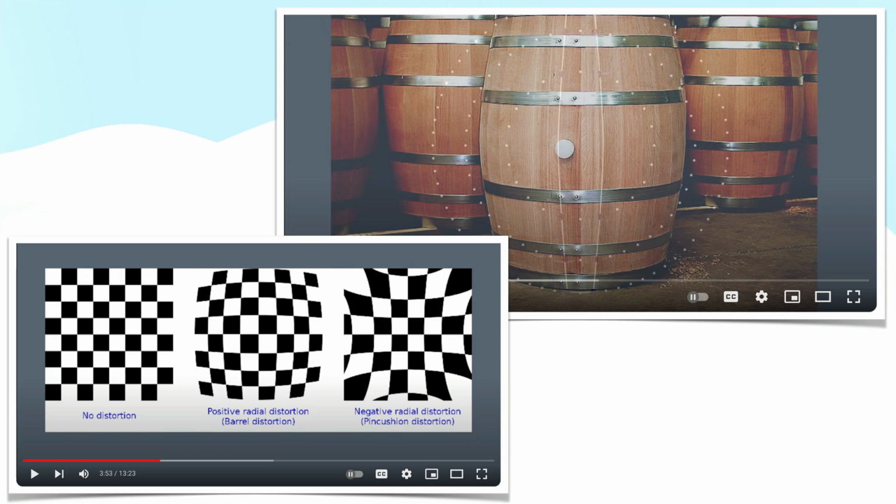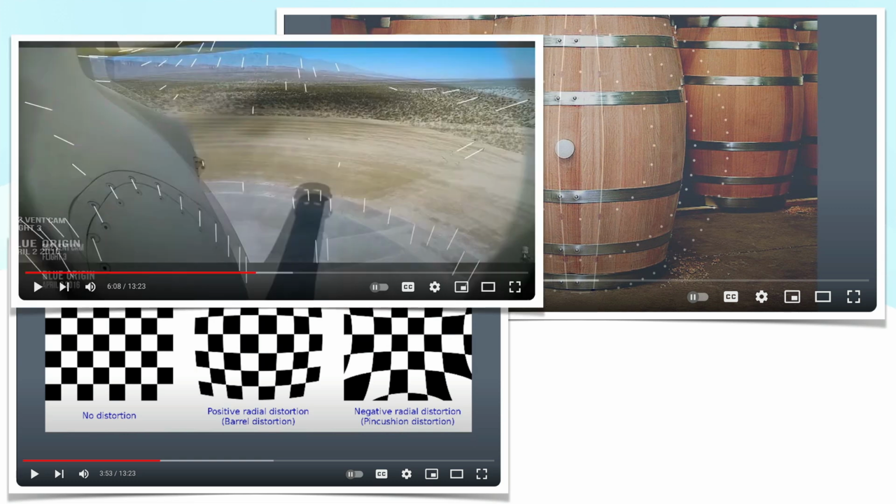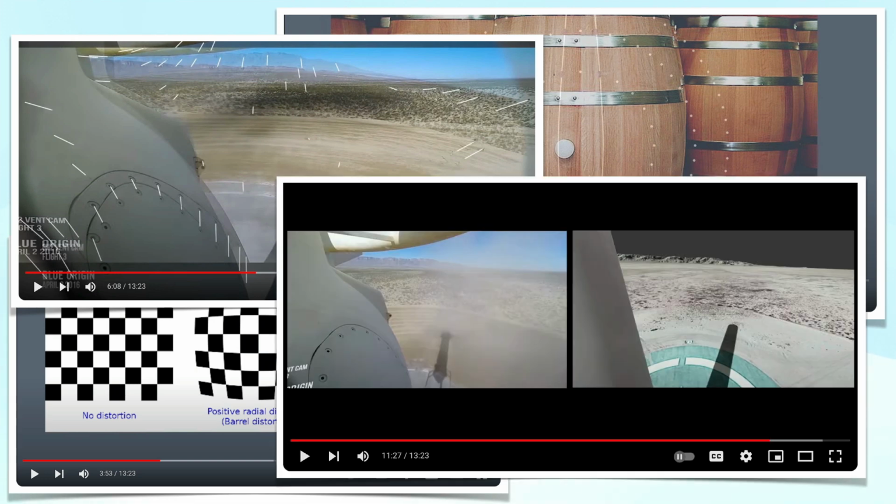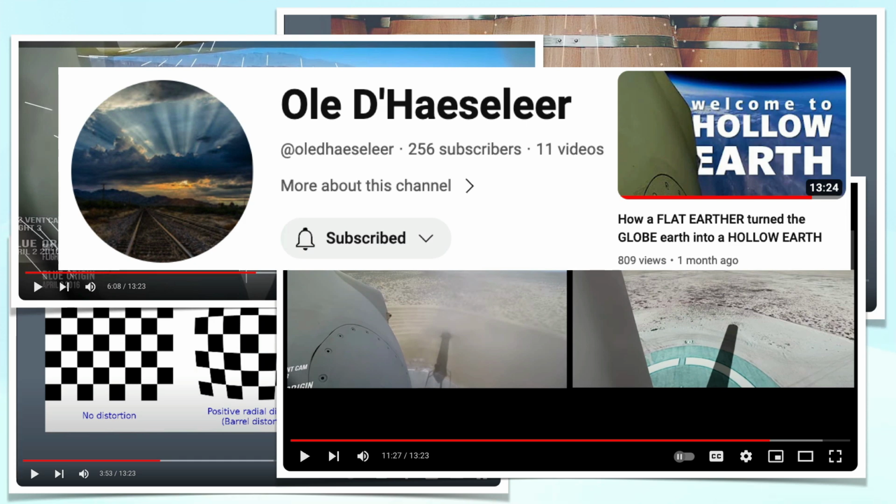Ole did an excellent analysis of No Donk Records footage, starting with various types of lens distortion and an analysis of where individual pixels will move when distorting or correcting the footage, and even a 3D render of the scene. Link to Ole's video is in the description.